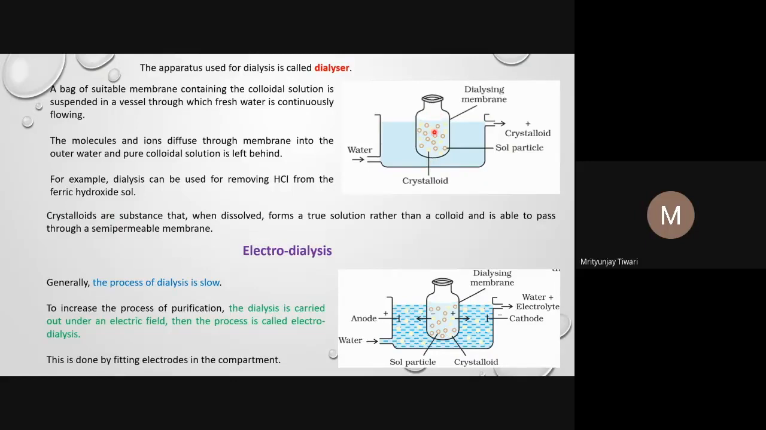Then we have seen that this process is very slow. To expedite this process, we use an electric field. We add two electrodes in this compartment, and once you create a potential difference between them, an electric field is created, and under this electric field the different ions of the electrolyte move to the opposite electrodes. If it is anionic, it will move towards the anode, and if it is cationic, it will move towards the cathode. A force is exerted by the electric field on those charged particles, and so the process becomes faster.